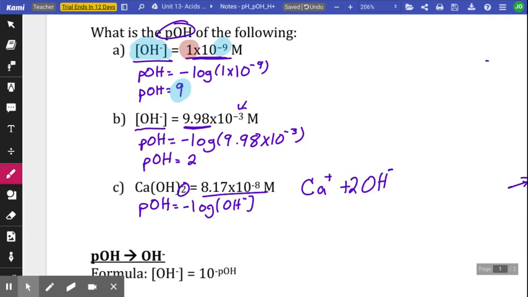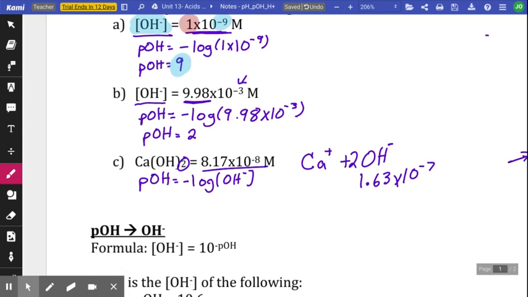So that's going to tell me that I'm going to need to multiply my concentration of hydroxide by 2. I've got 8.17 times 10 to the negative 8, and I'm going to multiply that by 2, and that's going to give me 1.63 times 10 to the negative 7. So it does change your concentration, and you do need to keep that in mind when you're solving this.